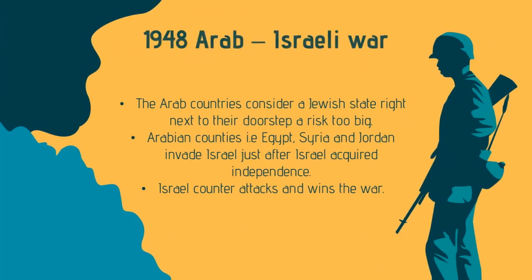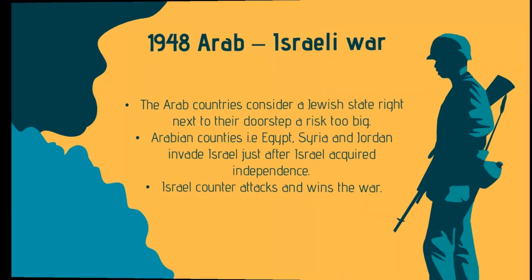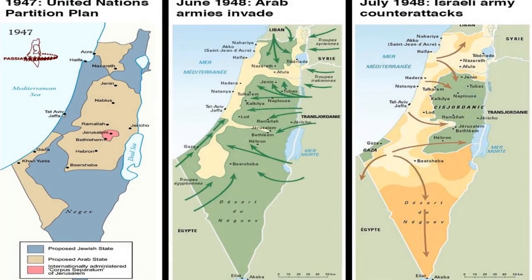1948 Arab-Israeli War. The Arab countries consider a Jewish state right next to their doorstep a risk too big. Arab countries, that is Egypt, Syria, and Jordan, invade Israel just after it acquired independence. Israel counterattacks and wins the war. The map on the right shows the territories that Israel captured after it won the war of 1948. At the end, it controlled all territories except Gaza, which was controlled by Egypt, and the West Bank, which was controlled by Jordan.